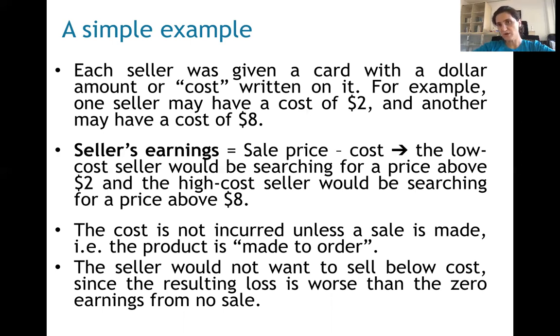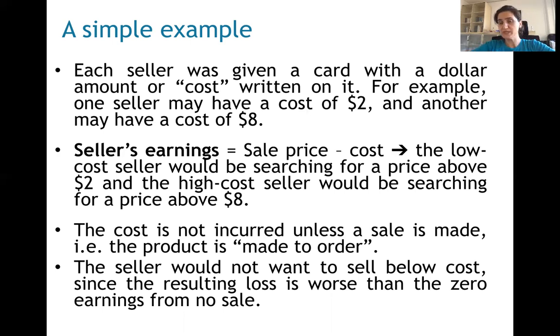And the seller's earnings will be what? Sale price minus the cost. Okay, as we do in 201. The low cost seller would be searching for a price above the cost. Its cost is 2, and high cost sellers will be searching for a price above 8. The cost is not incurred unless a sale is made. So the product is made to order.